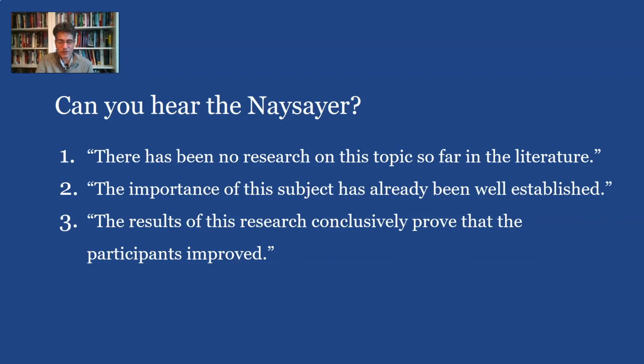You can make very strong assertions, and so I've seen authors change this to something like, the results of this research provide compelling evidence or strongly suggest that the participants improved. Again, kind of a hedged statement rather than unnecessarily raising the objection of a naysayer right off the bat. And all three of these statements could appear in an abstract, and so you have to be aware of this.